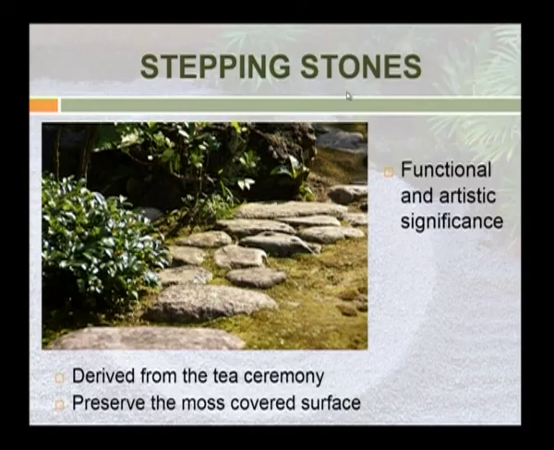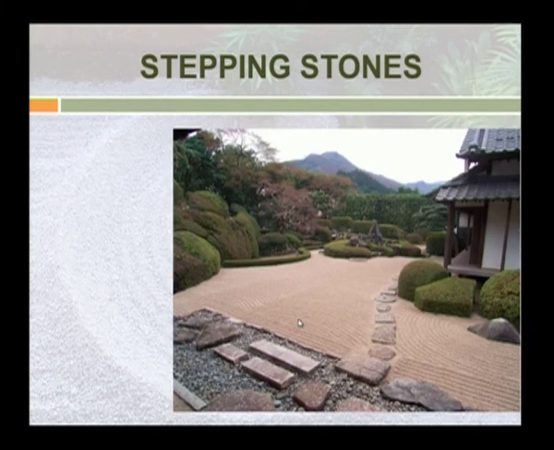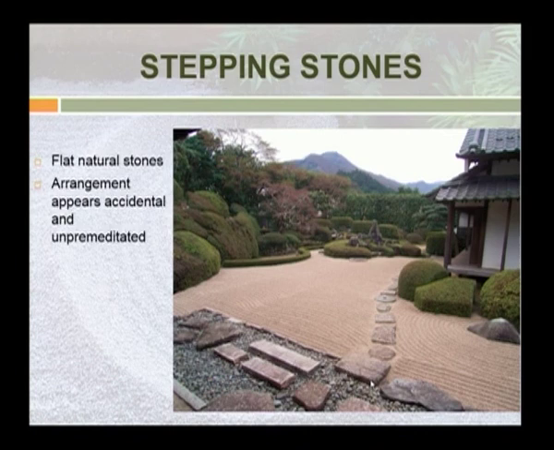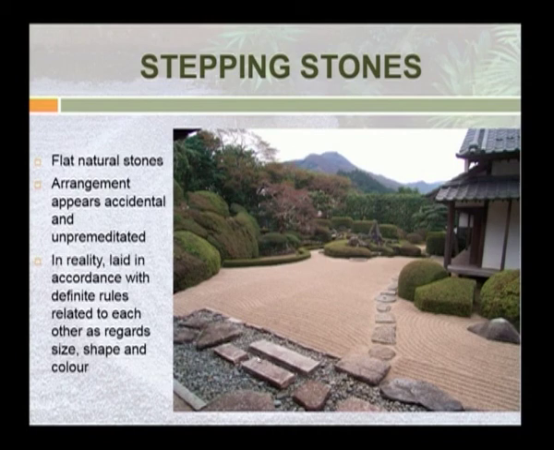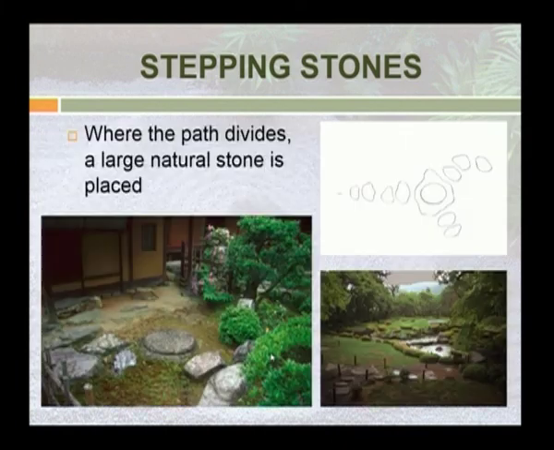Another element that we find in all Japanese gardens is the stepping stones. These stepping stones have both functional and artistic significance. These were mainly derived from the tea ceremony to preserve the moss covered surface of the gardens. Generally, flat natural stones are used. Though the arrangement appears accidental and unplanned, in reality there were definite rules that govern the placement of these stepping stones. The basic number was 6, as you can see here. A basic number of 6 stepping stones were laid, and to this 4 further ones could be added. These are the different possible stepping stone arrangements.